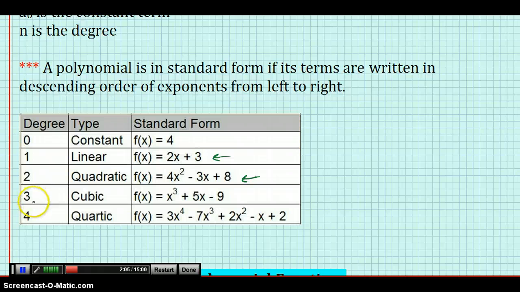If our degree is 3, we have a cubic function, which this will be new and we'll be talking about this chapter. And our highest exponent is 3, giving us degree 3, so this is a cubic function. And if we have degree 4, we're looking at something that is quartic.